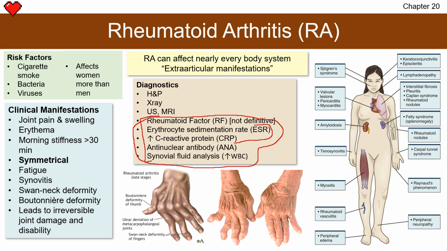Anti-nuclear antibody, which is ANA, will be positive. It's also positive in some other conditions. So again, it's not definitive. And if we took some of that fluid out of the joint, that synovial fluid, like if we took a needle and aspirated some of it out, it's going to be high in white blood cells. So that's another indicator that this is rheumatoid arthritis. And then here you can see in this picture on the right, rheumatoid arthritis can affect pretty much every body system. And you can see over time, it's going to cause all kinds of destruction.